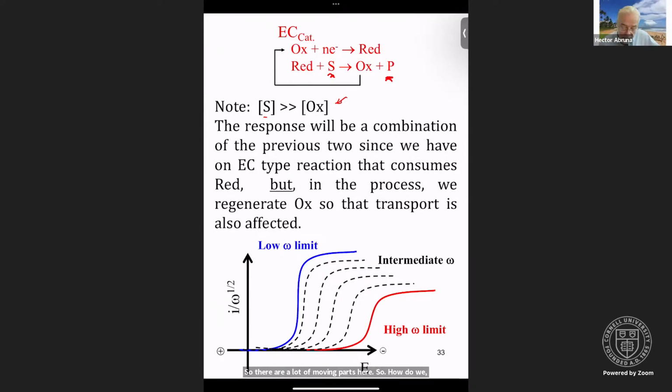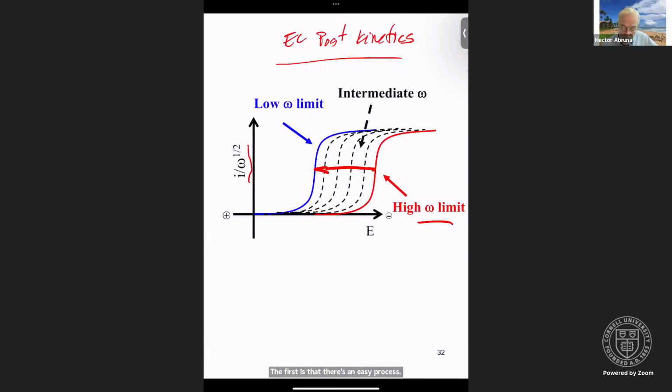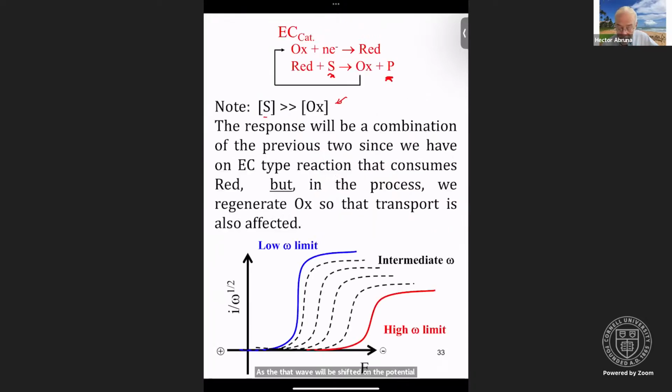The first is that there is an EC process, right? And we just saw that for an EC process, as the kinetics kick in, that wave will be shifted on the potential axis. So we would expect some shifting of the potential of the voltammetric profile on the potential axis as a function of omega.